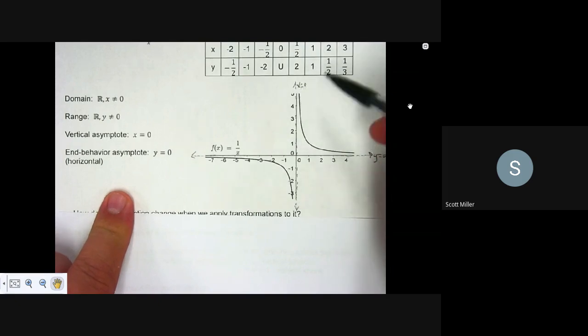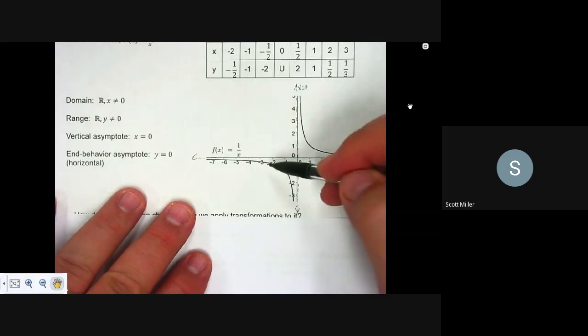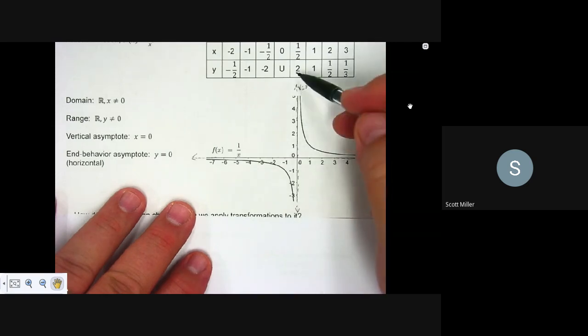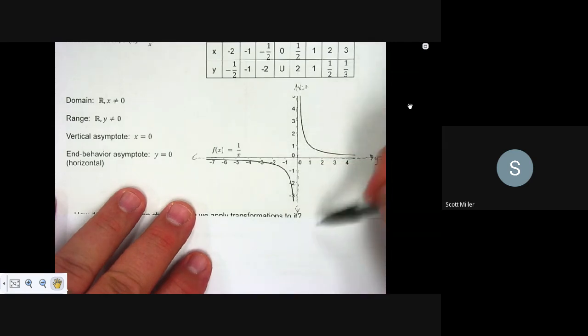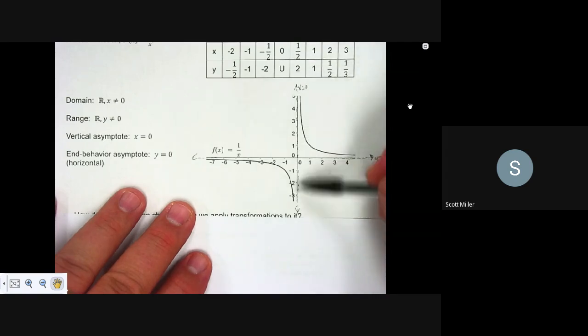And you'll notice a lot of times for your vertical asymptotes, the graph will bend upwards to positive infinity, or it will bend downwards to negative infinity. You can even have them both going up to positive infinity or both going to negative infinity. So that is what a vertical asymptote does. It is a value that is not part of the domain.